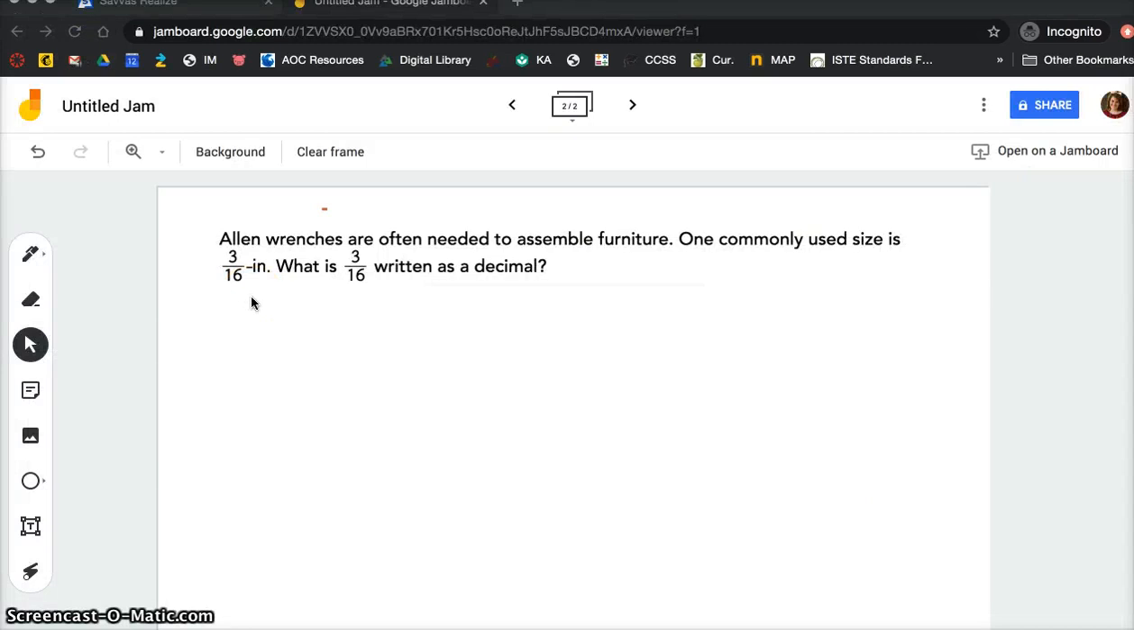All right, so for our next example, it says that Allen wrenches are often needed to assemble furniture. One commonly used size is 3/16 of an inch. What is 3/16 written as a decimal?